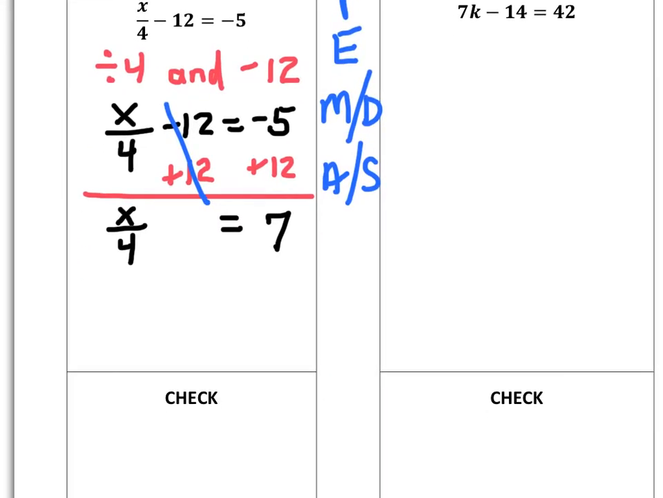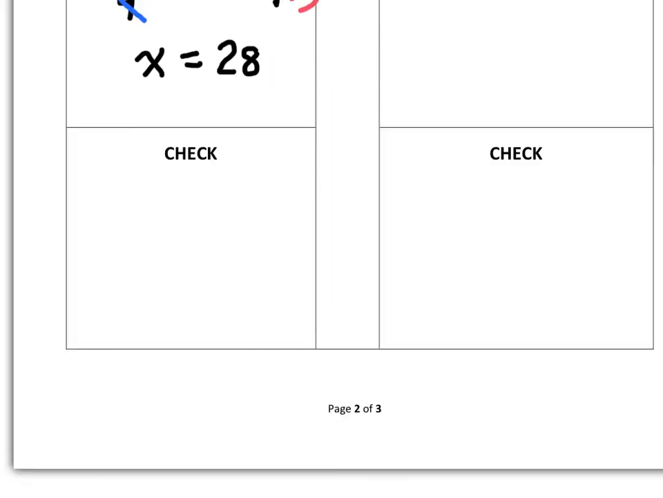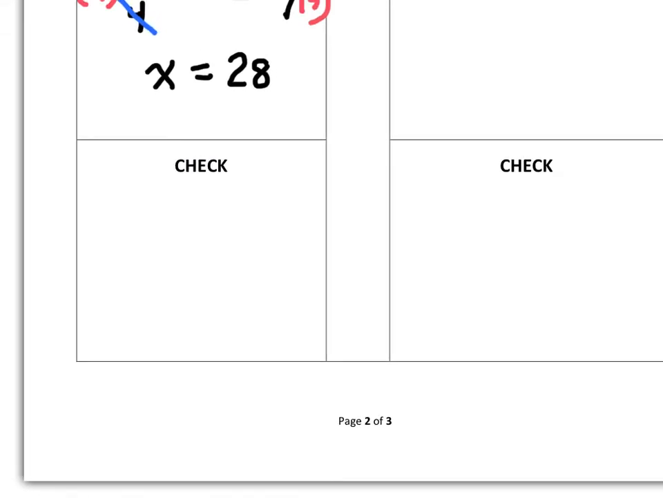Now we want to undo this x being divided by 4. We're going to undo that division with multiplication of 4. Whatever I do on one side, I got to do exactly the same thing on the other. A number divided by itself reduces to 1, and 7 times 4 is 28. We think that x equals 28, but of course we need to check our answer.